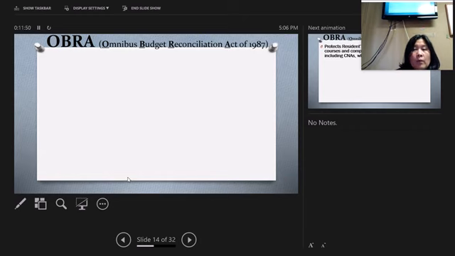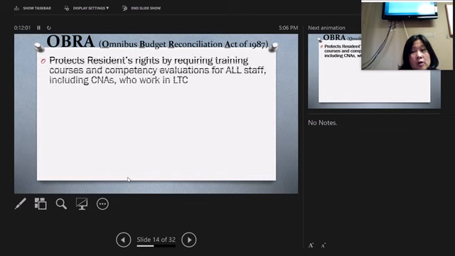Okay. We learned about OSHA in the last chapter. We're going to learn about OBRA in this chapter. The Omnibus Budget Reconciliation Act of 1987 is the Nursing Home Reform Act. It is the government's laws. The federal government made laws that they named OBRA that protects residents' rights. OSHA protects employee rights, and OBRA protects residents' rights.